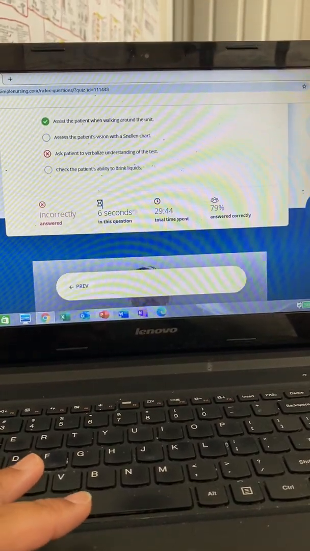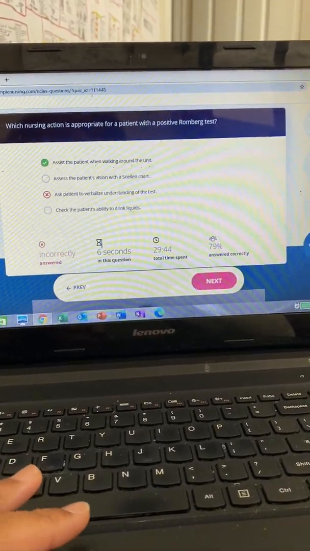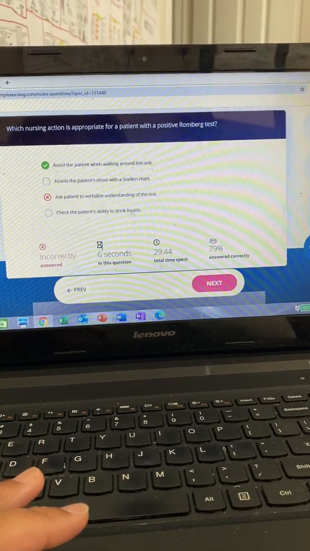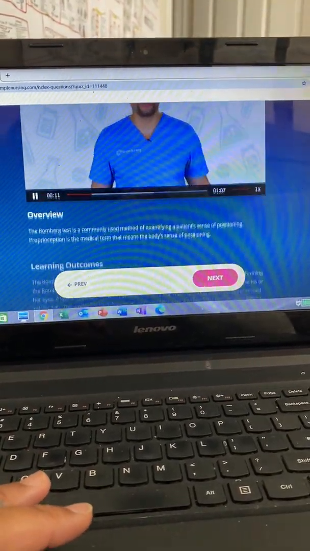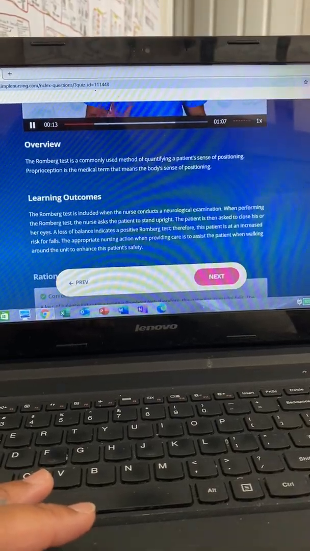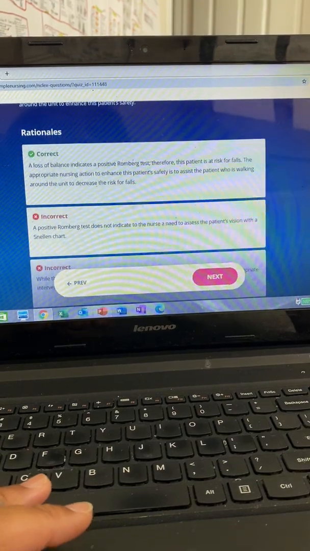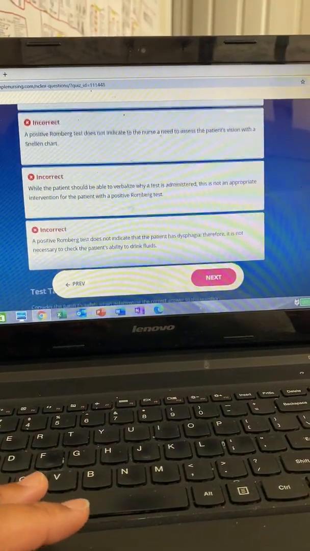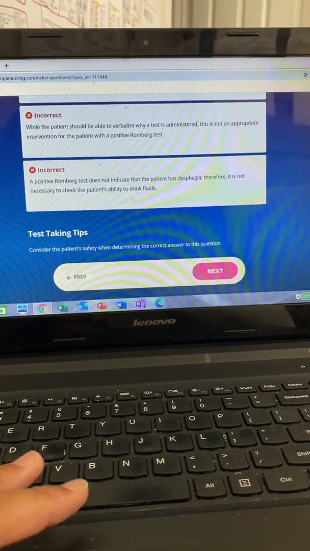Now, using our 3 steps, let's break this down. This question is asking for the appropriate nursing action for the key problem. Patient has a positive Romberg test. Now, if you guys didn't know what a Romberg test was, then use this memory trick here. Rome in Romberg test requires the patient to roam around, or basically walk around. So just think of the solution here.